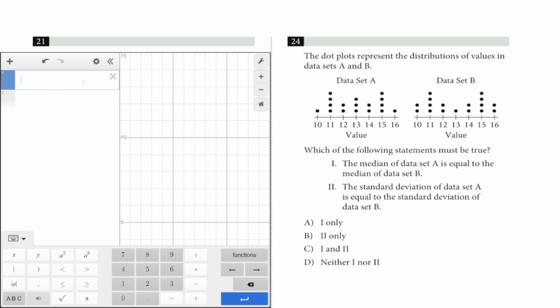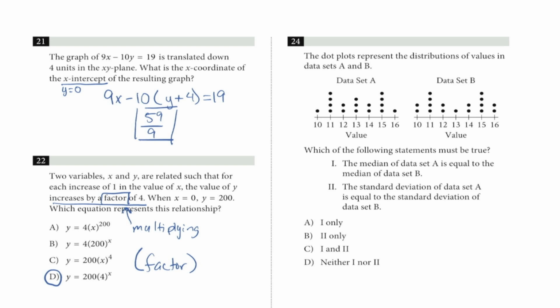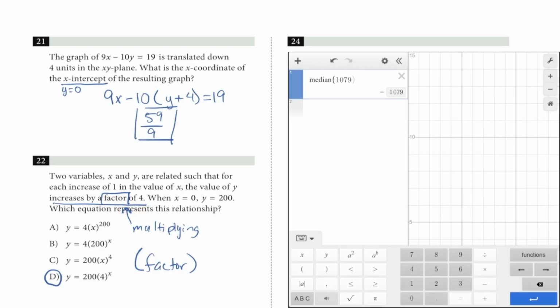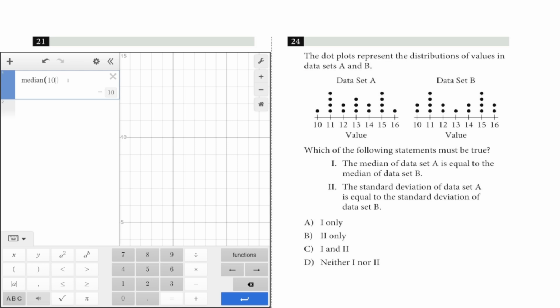So if we were ever doing median, so we'll do the first one, we'll do the median of each data set. So I just typed median, and then we put parentheses. And then I'm just going to type all those numbers. So I'm going to do data set A first. So I'm going to do 10, 10, 11, 11, 11, 11, because there's 4 of them. And then 12 is twice. 13 is 3 times. 14 is twice. 15 is 4 times. And then 16 is once. So there's our median. And I'm going to do the same thing now for data set B.